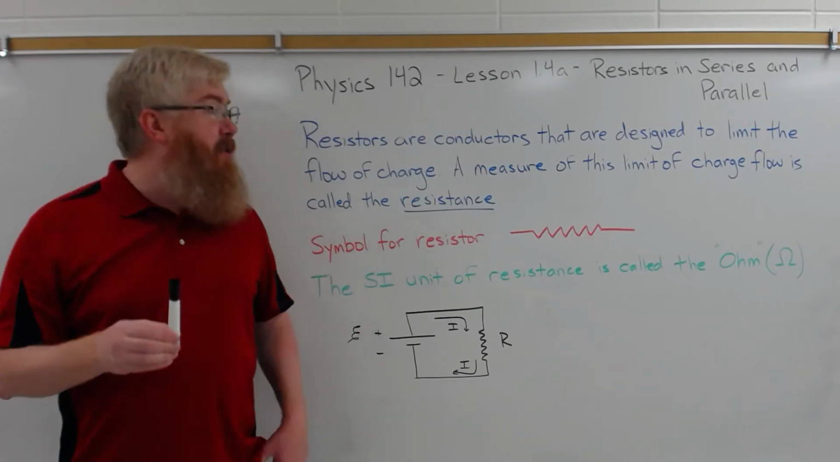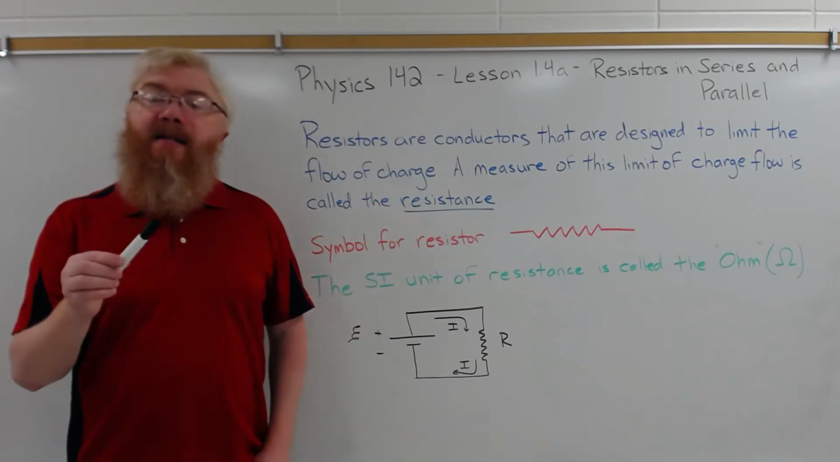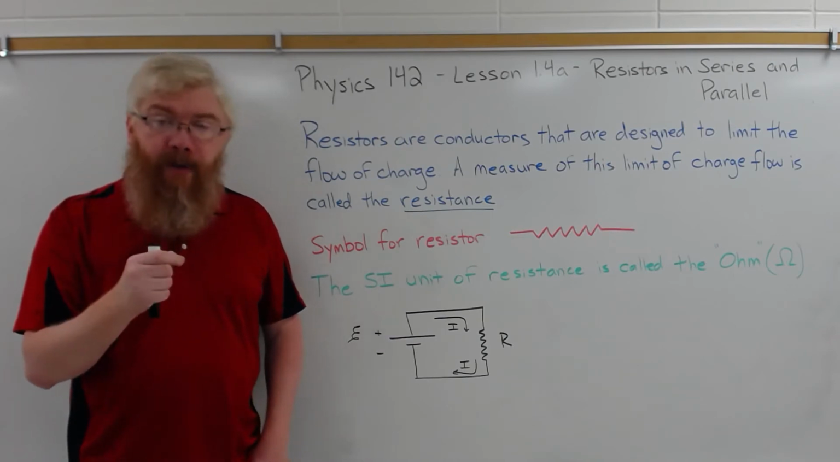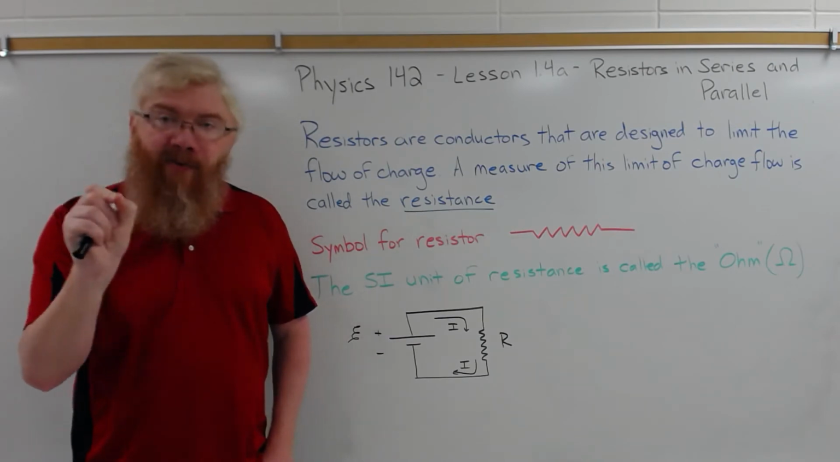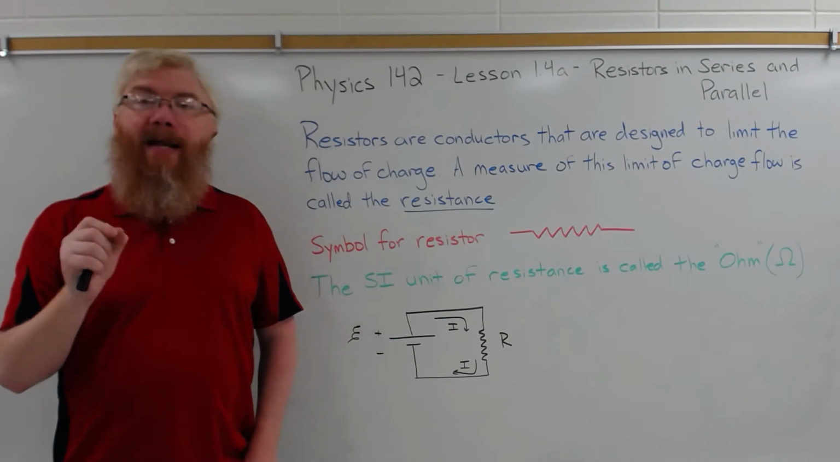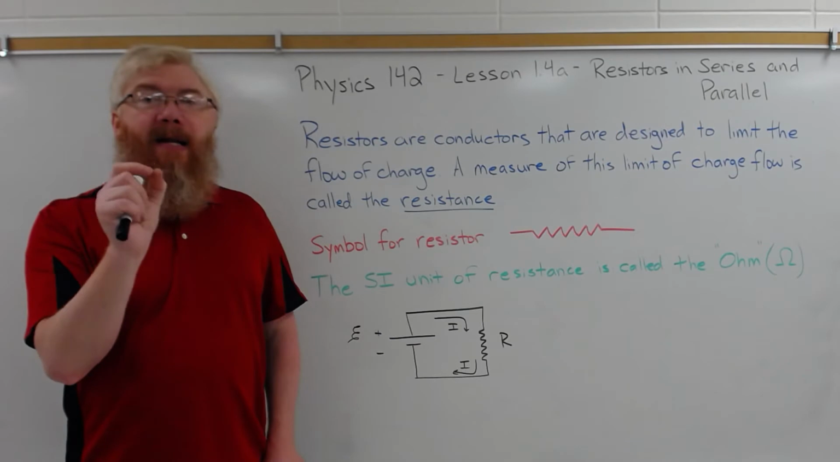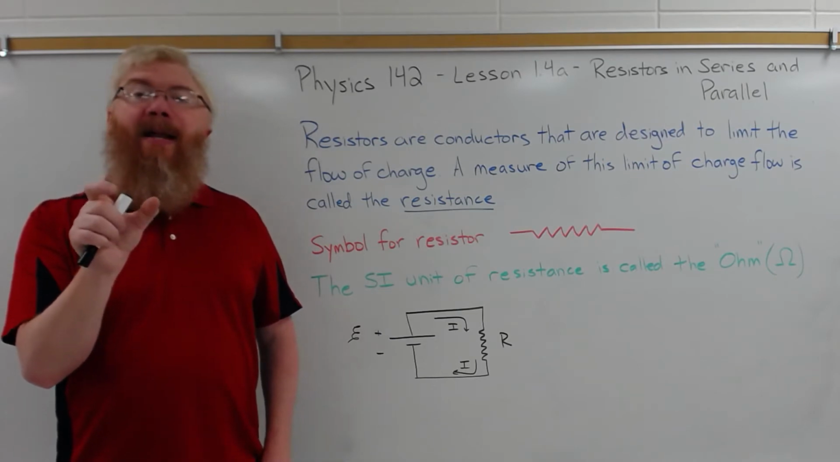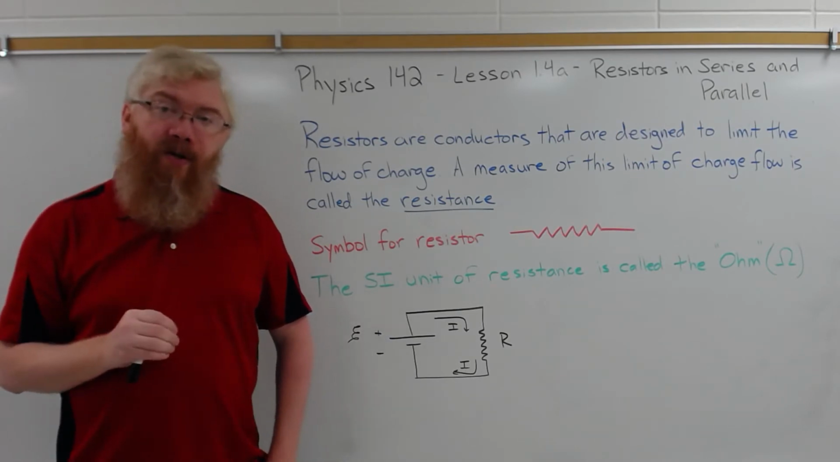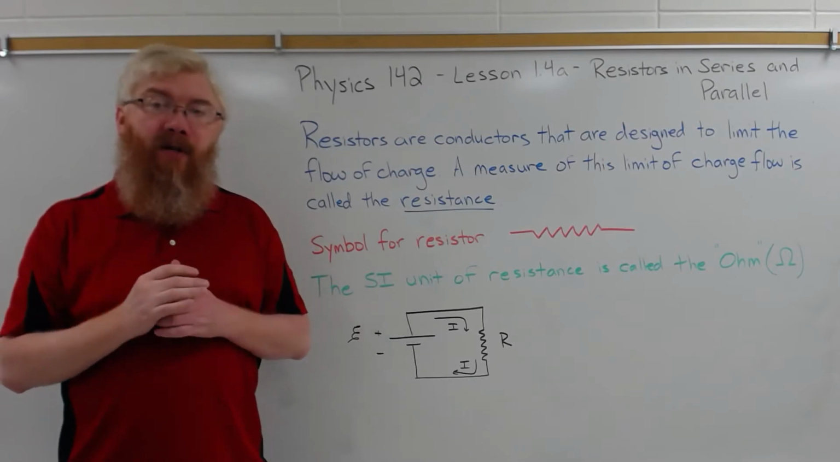So a resistor is a device that is made up of a conductor that limits the flow of electricity. So it is metal, typically copper, aluminum, where electricity is free to flow, but it is designed in such a way that it slows the flow of electricity. It pushes back against the flow of electricity.